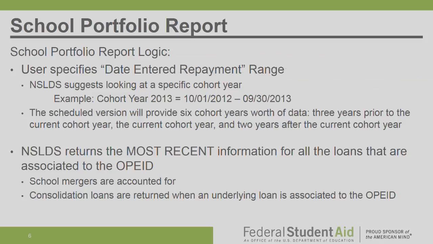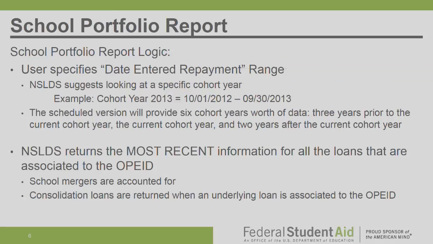The most recent insurance claim payment or the most recent rehab data. It's not going to give you any historical information. So you're not going to be able to see that the loan was in RP, repayment loan status, 6 months ago, because now it's in default loan status. We're just going to tell you it's in default loan status.